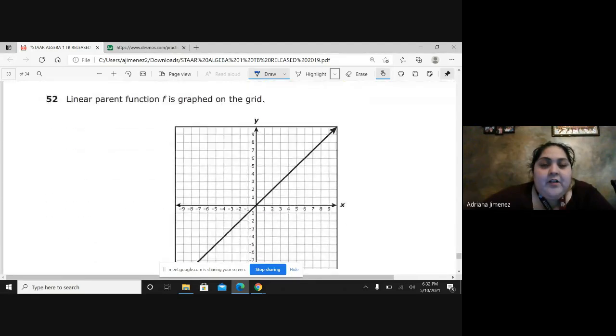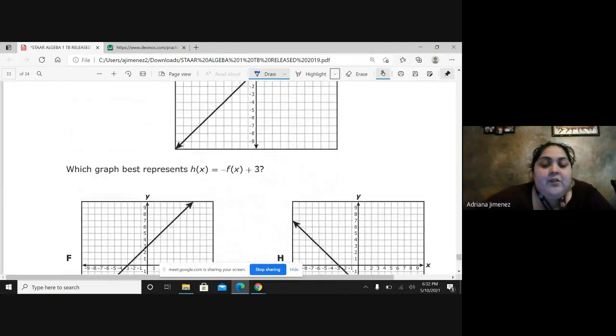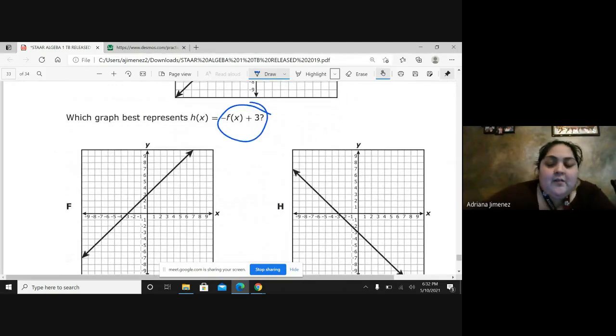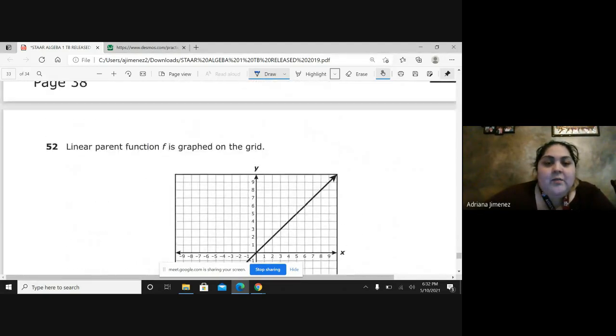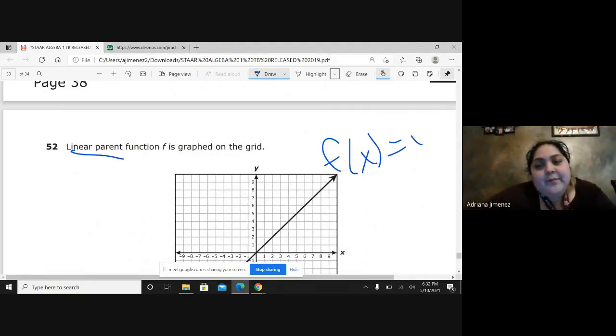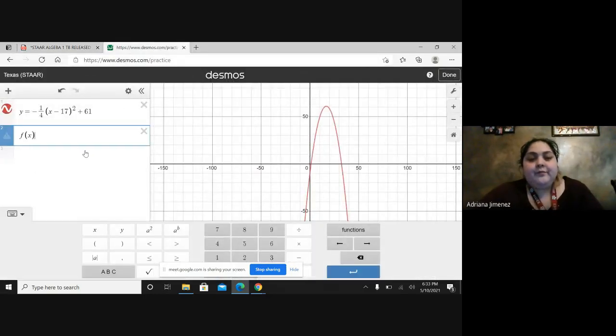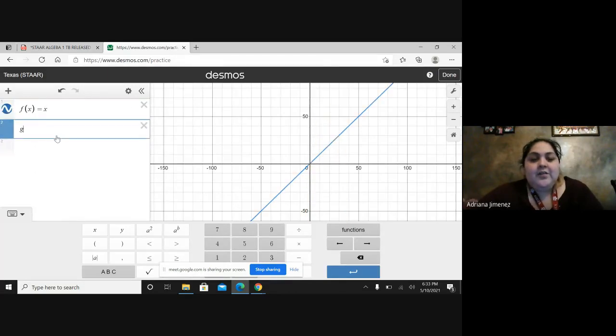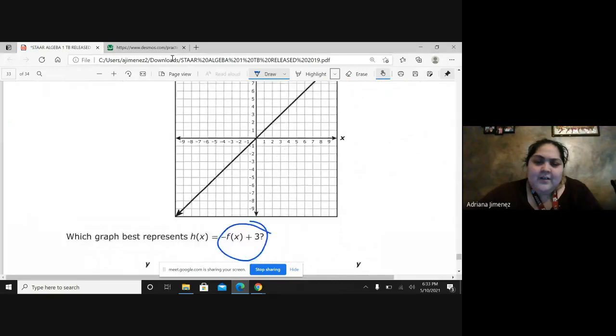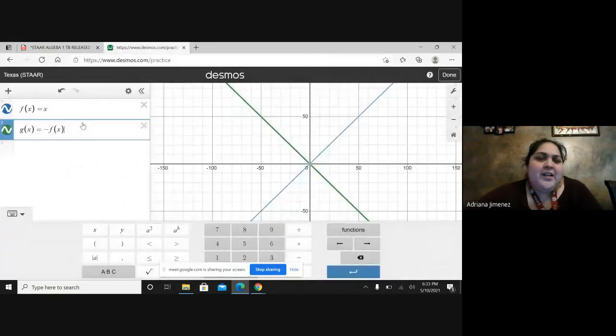And we're going here. This one's the parent function. It wants to know what happens when you do this. Right? Well, the linear parent function is f of x equals x. So I could type that into Desmos. I would take this off. Next one is g of x equals negative f of x. And then it said h of x plus 3.